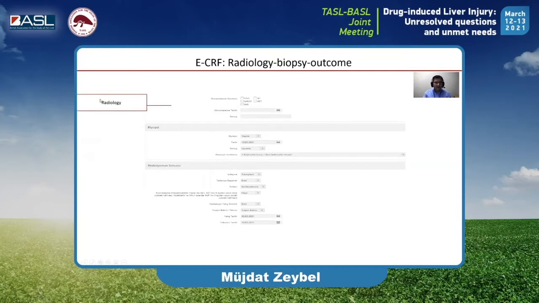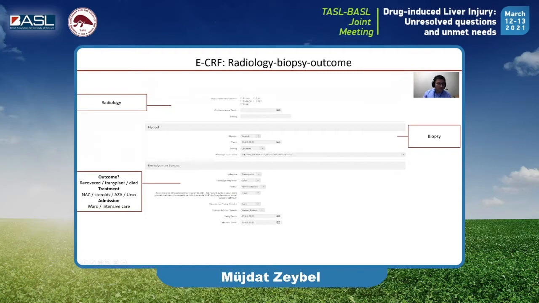And the next page, investigations. What are the radiological investigations, if there are any, and any biopsies? I should say we do have fewer biopsies for drug-induced liver injury in Turkey. This may be particularly related to access to transjugular liver biopsy. It is not available in every center, and it is probably limiting in severe drug-induced liver injury.